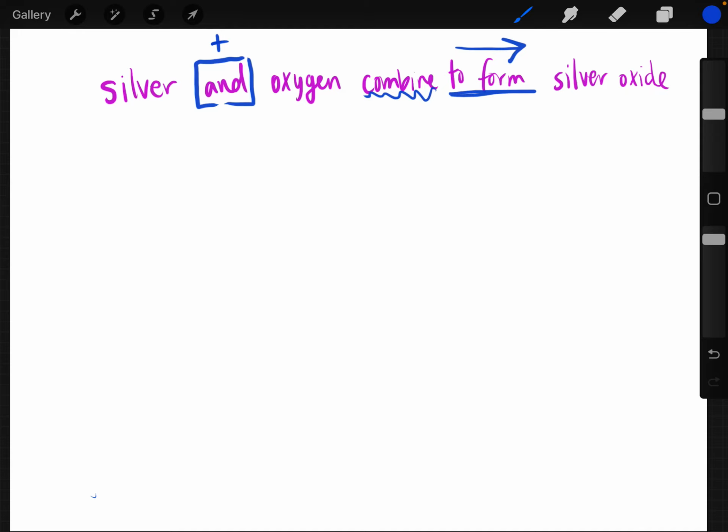So we've marked it up how I told you to. And now all we're going to do is go compound or element by compound or element. We're going to start right here with silver. Well, this one's easy. All we have to do is just write silver. And now we can put a plus because "and" is next. The next thing is oxygen. Well, that one isn't too bad, right? Because I can just say O.